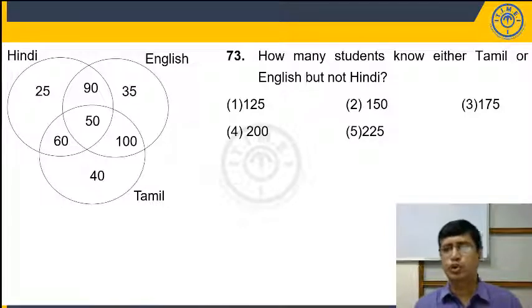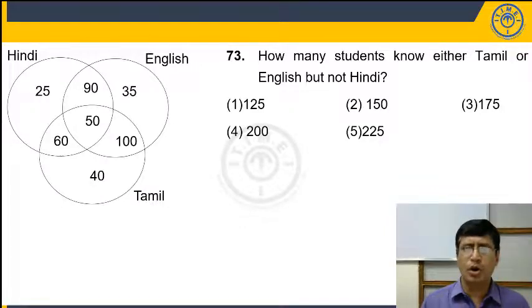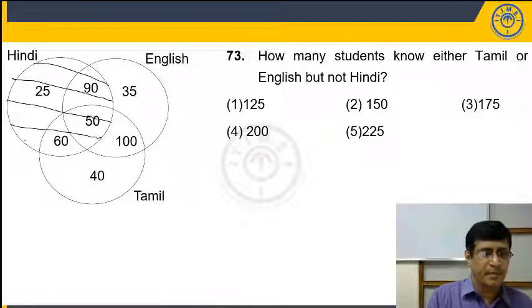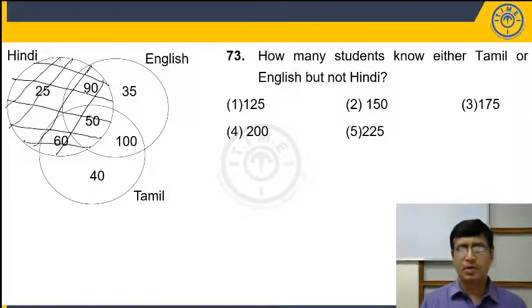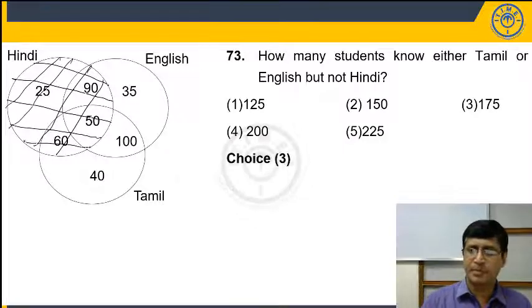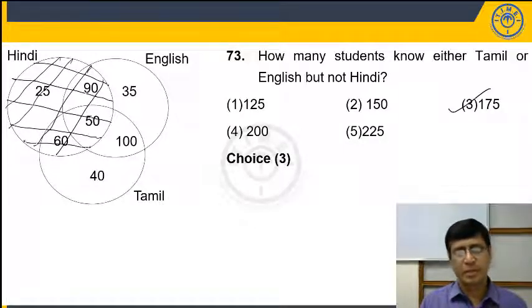How many students know either Tamil or English but not Hindi? But not Hindi means just ignore the Hindi. Just ignore this part and consider the remaining values. So, what is that? 100 plus 40 plus 35. It is 175. Right choice is option number 3.